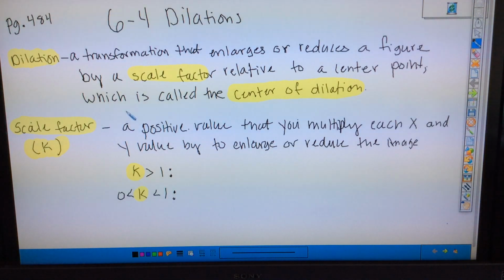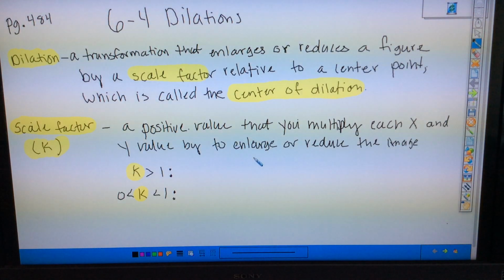The only other vocab term here is scale factor. Scale factor in this book is known as K. I've seen it referred to as R. It doesn't really matter what letter is used. It's really just a symbol that represents a scale factor. So the textbook definition of a scale factor is a positive value, and this is really important, positive value, that you multiply each X and Y value by to enlarge or reduce the image.